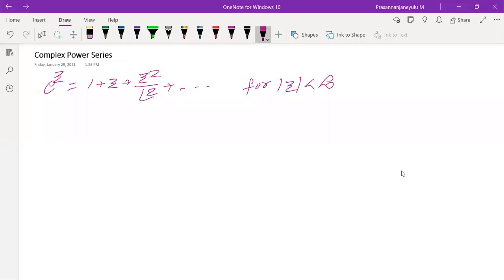is infinity. In the same manner, can any of you say what the sin z expansion is? z minus z cube by factorial 3.